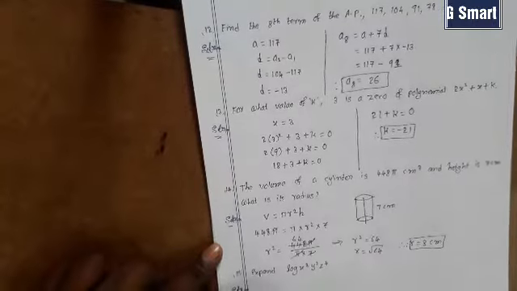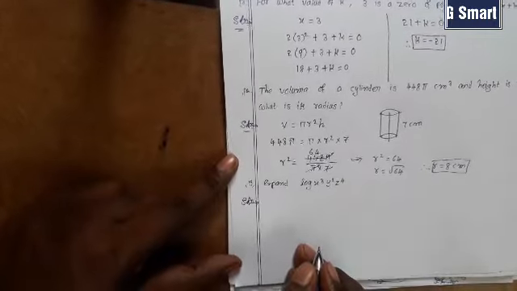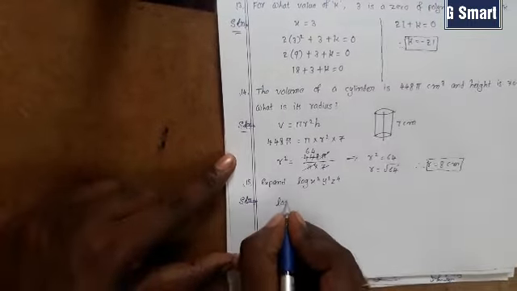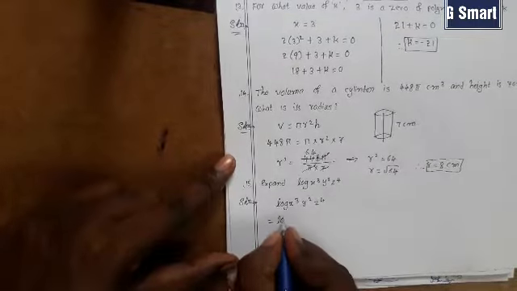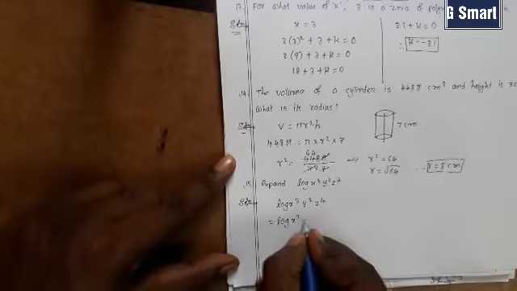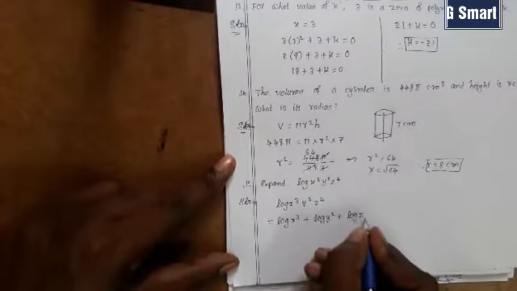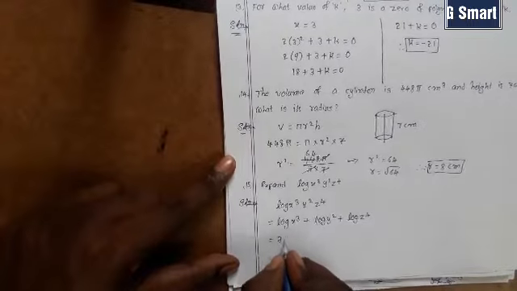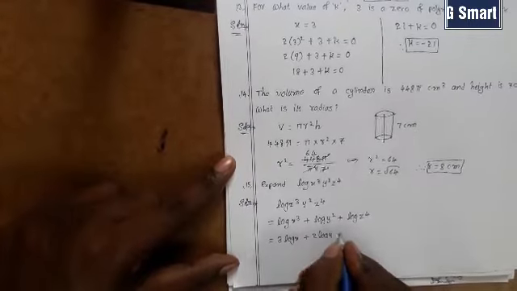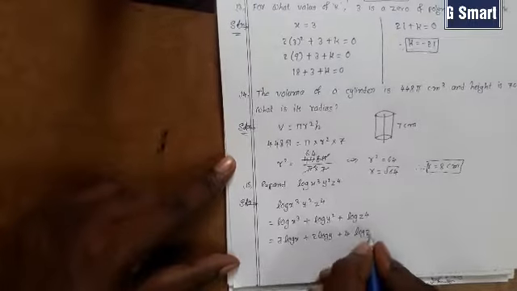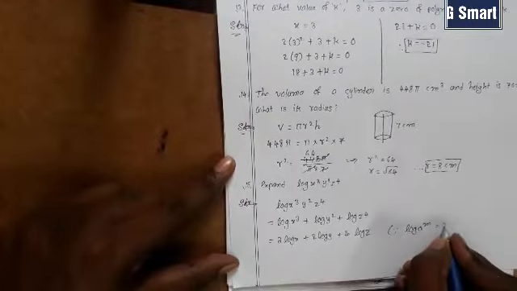Fifteenth solution. Expand log x cube y square z power 4. This can be written as log abc, meaning log a plus log b plus log c. Log x cube plus log y square plus log z power 4. Second, this can be written as 3 log x plus 2 log y plus 4 log z. Since log a power n is equal to n log a.